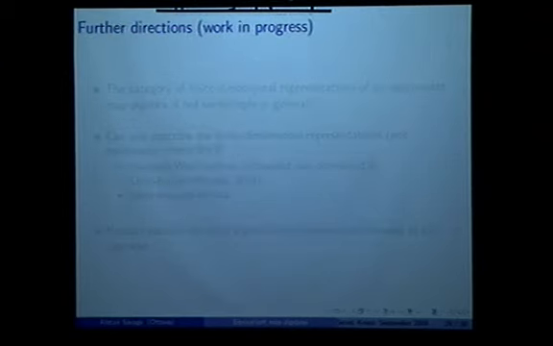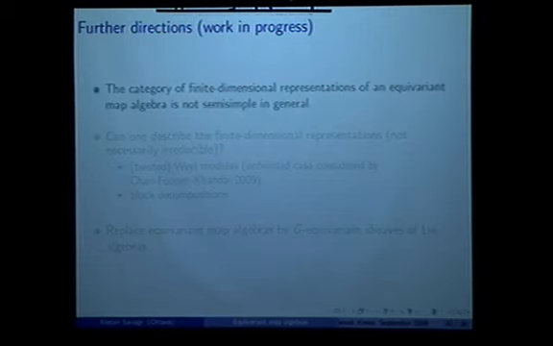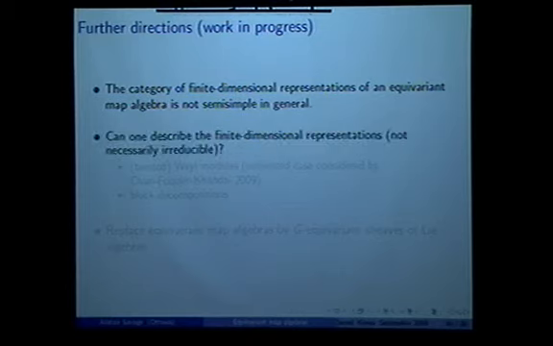So let me finish off with saying some further directions of this work. What we've done is we've classified these finite dimensional irreducible representations. But that's not enough, because this category of finite dimensional representations is not semi-simple. And so there are indecomposable representations that are not irreducible. And so there's still a lot more work to do if you want to describe this whole category. So the next step is, can you describe all the finite dimensional representations that are not necessarily irreducible?